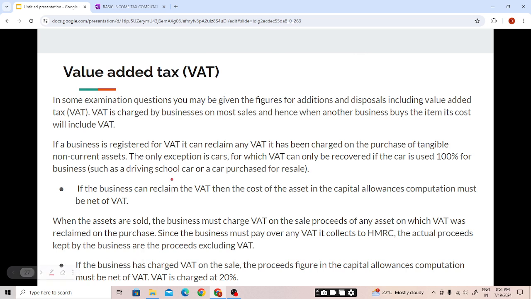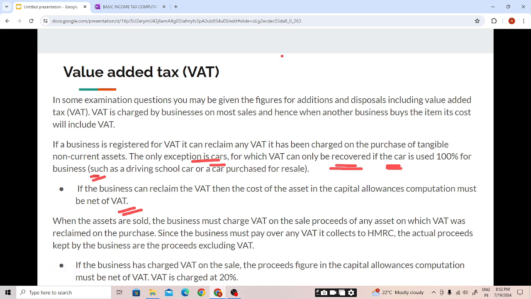And the VAT is not recoverable on cars which are used for private purpose. If the car is used 100% for business use, then we can claim the VAT. If the business can reclaim the VAT, then the cost of the asset in the capital allowance computation must be net of VAT. Net of VAT means, students, VAT should not be included.